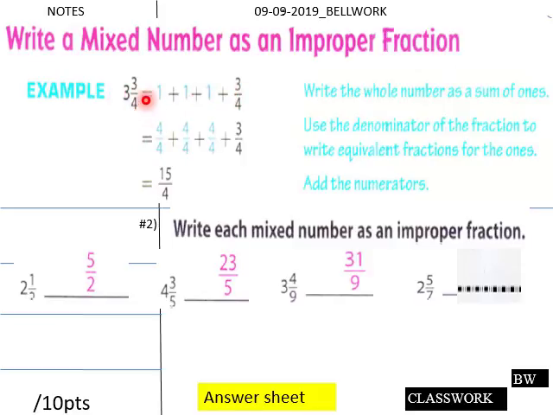3 times 4 is 12 plus 3 would be 15/4. And then this is more of a stepped way of getting that. And then what's this one here? 2 5/7 would be 2 times 7 would be 14 plus 5 would be 19/7. For this one here.